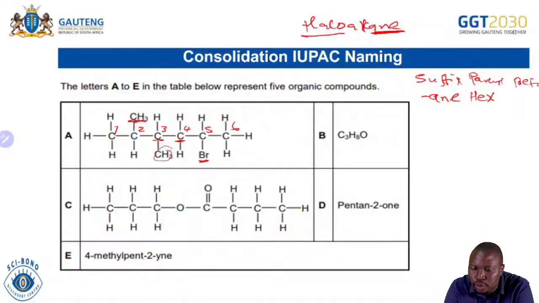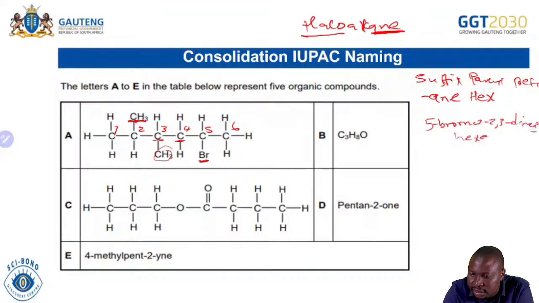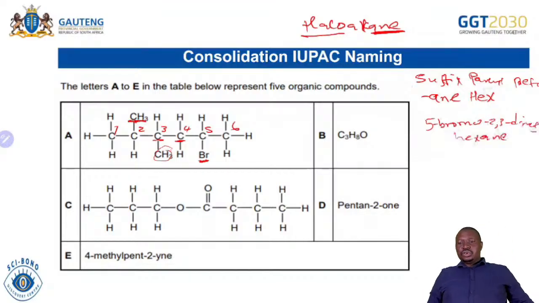Now, how are we going to name now? You remember, we must use alphabetical order to say 5-bromo. So we'll say 5-bromo. Our first substituent is 5-bromo. In carbon number 2 and carbon number 3, we have methyl. So it's 5-bromo, 2,3-dimethyl. Then hexane. The parent is hex, suffix is ane. So you write it as one name, 5-bromo-2,3-dimethylhexane. Then you know how to name the structure.